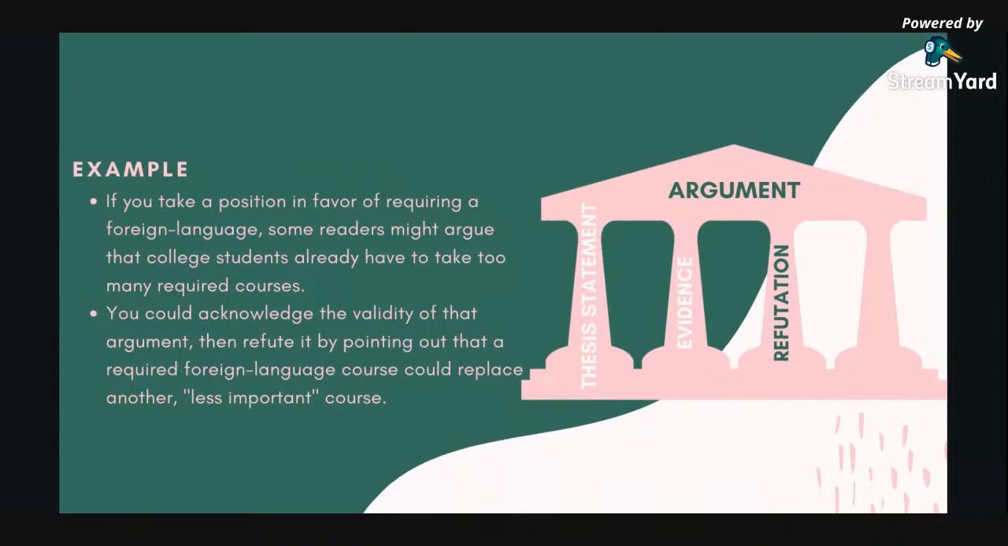So for example, if you take a position in favor of requiring a foreign language at school, like those theses we were looking at earlier, some readers might argue that college students already have to take too many required courses. So why are you requiring this? Someone might think that way. What you could do with that, because you have to think about it ahead of time, is acknowledge the validity of the argument, then refute it by pointing out that required foreign language courses could replace another less important, quote, course. But I say they are all important.